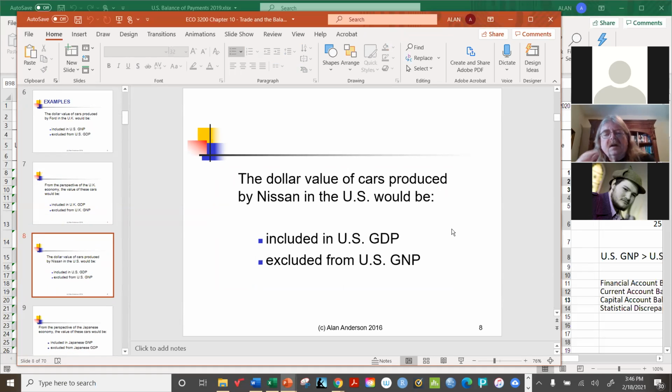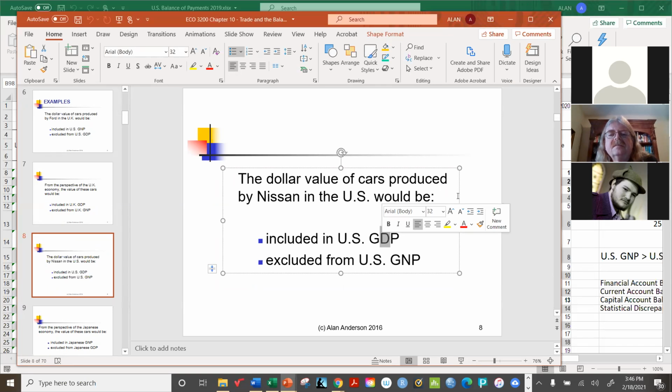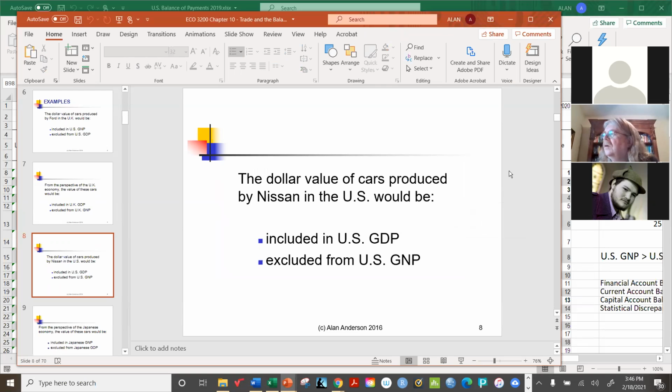Now, you know that foreign companies build products here too. Nissan has factories in Tennessee. Why? Because the cars that they sell in the American market are cheaper to produce in the US than in Japan. So those cars, because they're being built within the borders of the United States, are counted in US GDP, but not GNP because it's a Japanese company. So remember, D, domestic, means what's produced in the US, N for nationality or national, those are only products that were built by Americans.